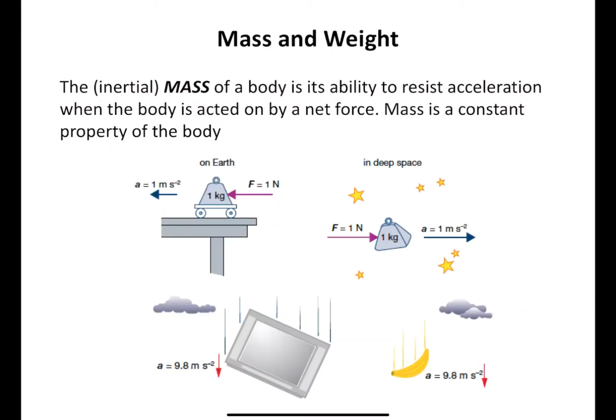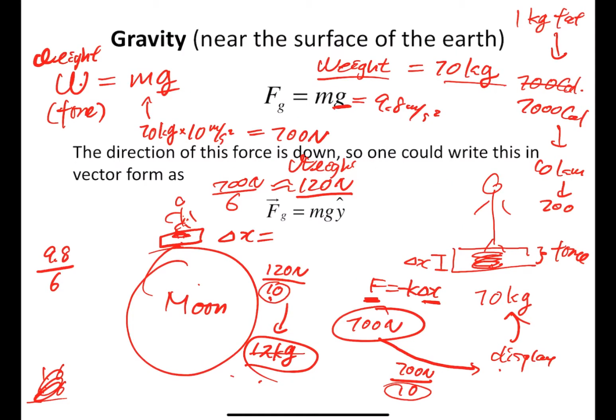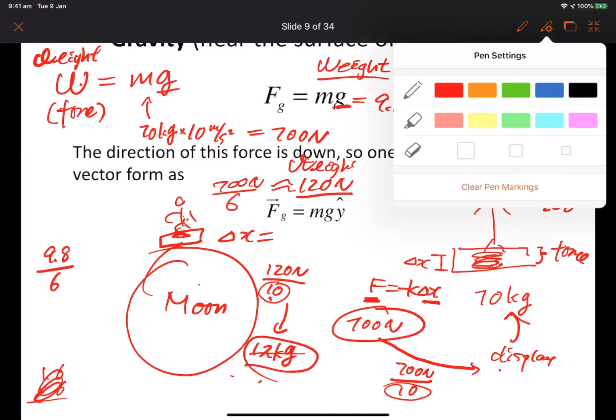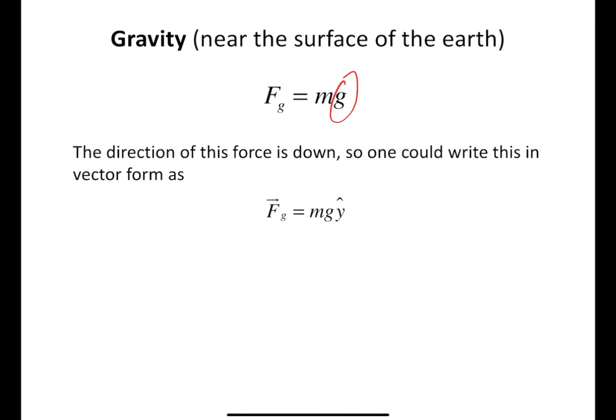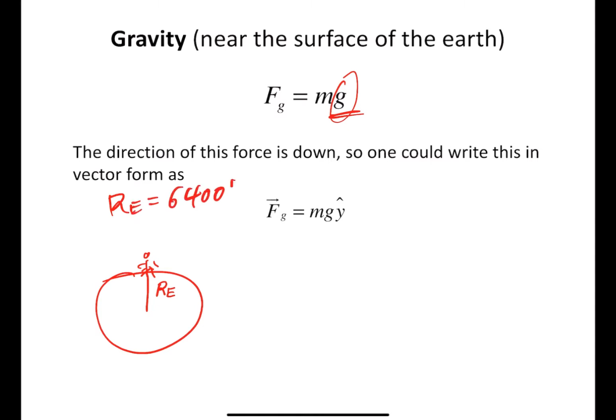Now, another thing I want to clarify is the value of G. Going back here, how do you get this G anyway? Why 9.8? Now, let's look at the problem. This is the Earth, and you are standing here, agree? So you are close to R_E, the radius of Earth, about 6,400 kilometers. Now, you are going to say F equals ma.